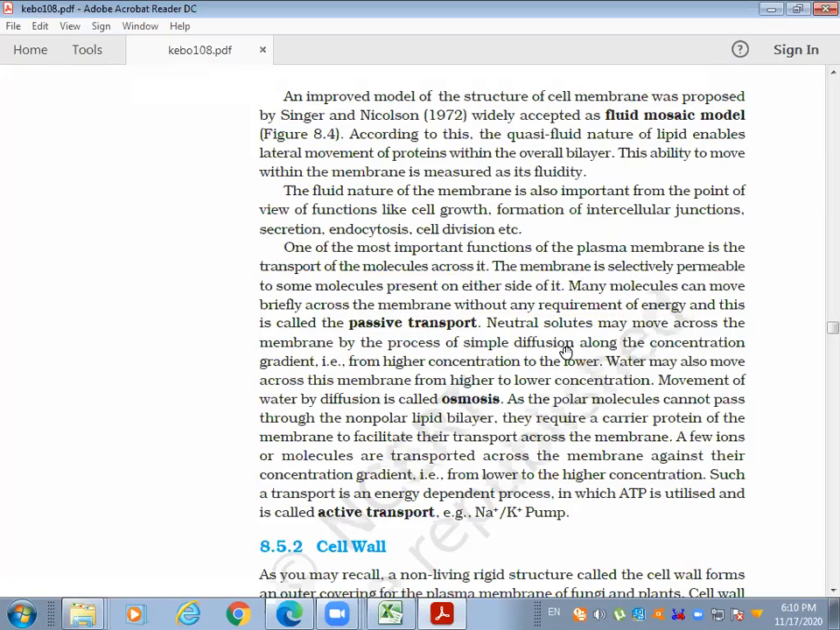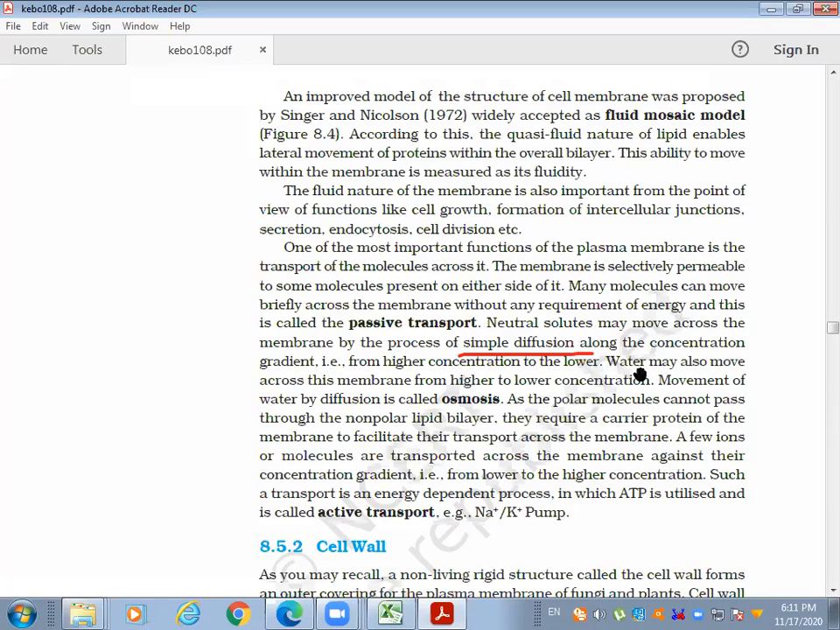Neutral solutes may move across the membrane by the process of simple diffusion along the concentration gradient, that is, from higher concentration to the lower concentration.